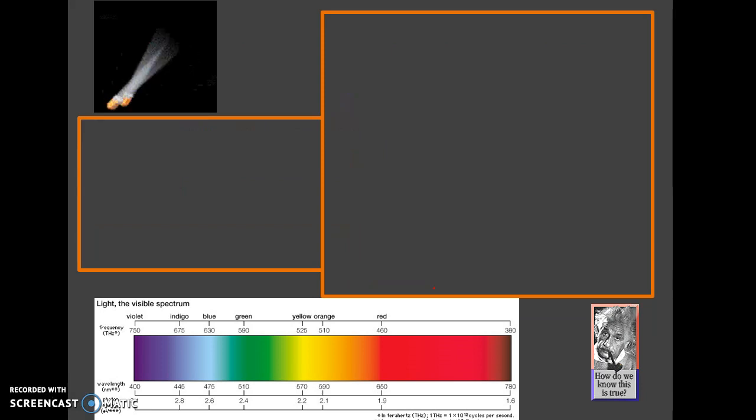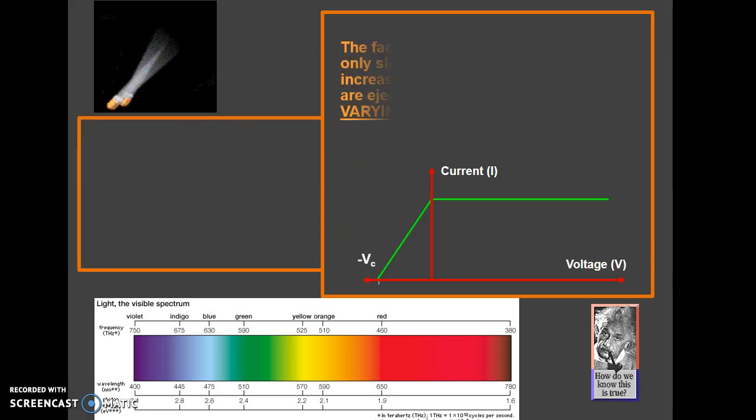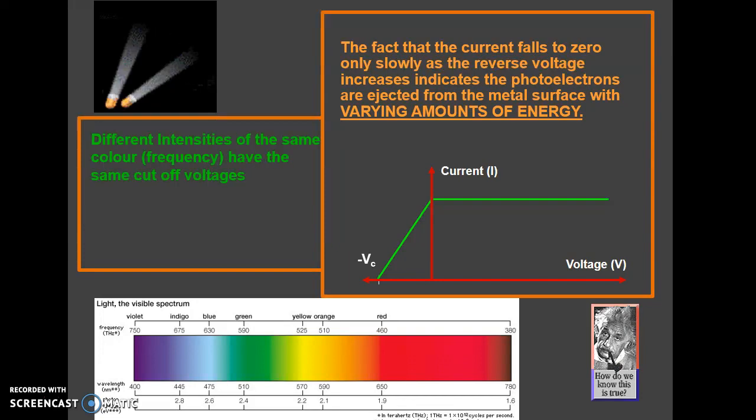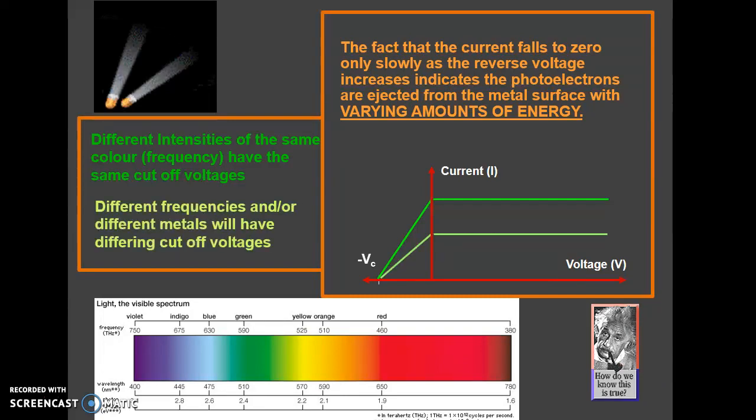And what happens if we change the frequency? The fact that the current falls to zero only slowly as the reverse voltage increases indicates that the photoelectrons are emitted from the metal surface with varying amounts of energy, right? So if we change the frequency, different intensities of the same frequency have the same cutoff voltages, but different frequencies or different metals will have different cutoff voltages.